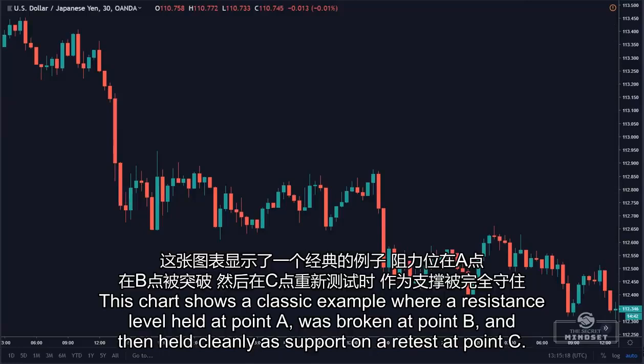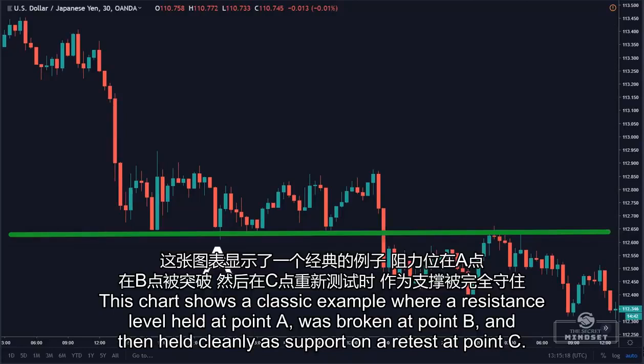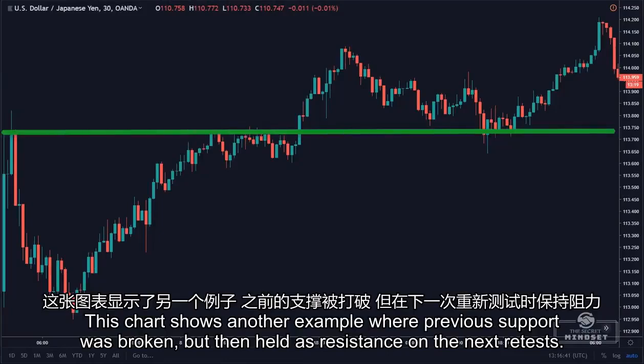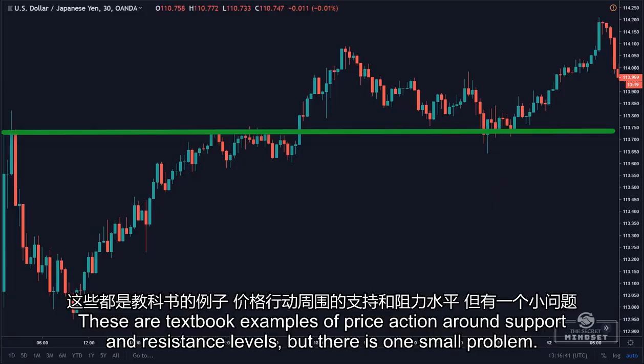This chart shows a classic example where a resistance level held at point A was broken at point B and then held cleanly as support on a retest at point C. This chart shows another example where previous support was broken but then held as resistance on the next retest. These are textbook examples of price action around support and resistance levels, but there is one small problem.